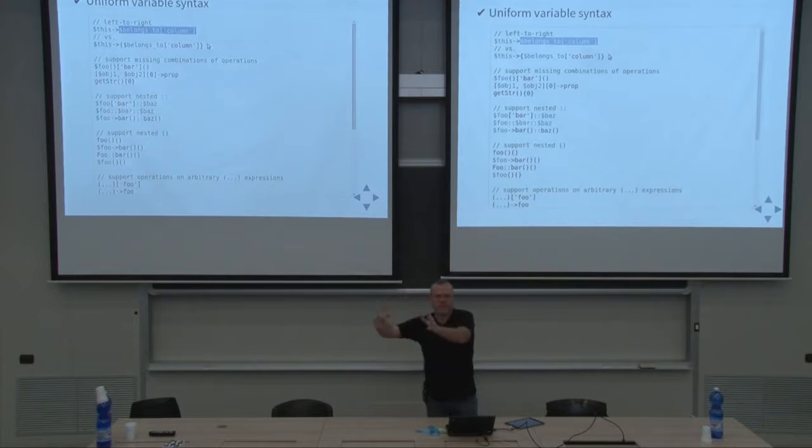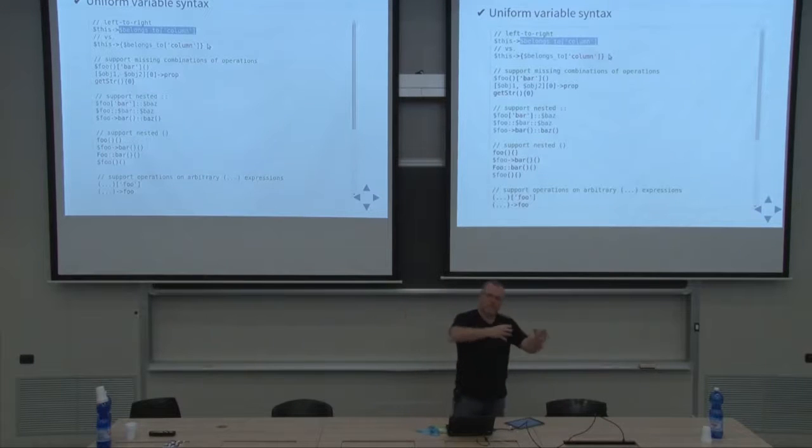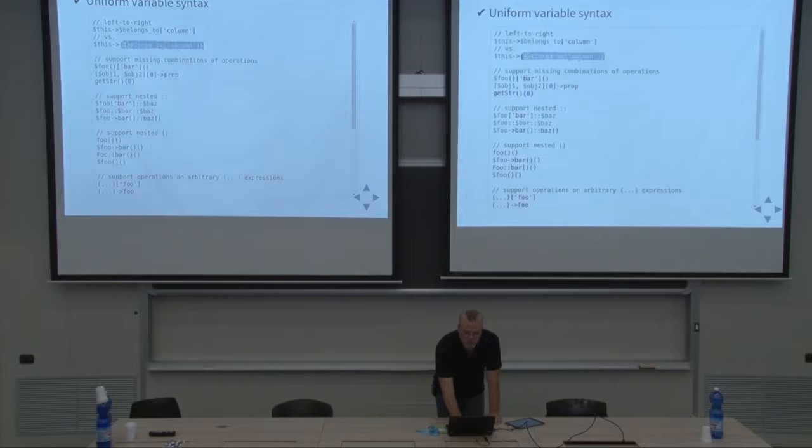You could read the right side first and expand that, or you can do the left side first. In PHP 5, it actually does the right side first. It expands this into whatever value that is, and then it looks for a property with that name. In PHP 7, it goes the other way. Everything is left to right now. So if you want to preserve the PHP 5 behavior, you'll have to put in curly braces in this case, right?